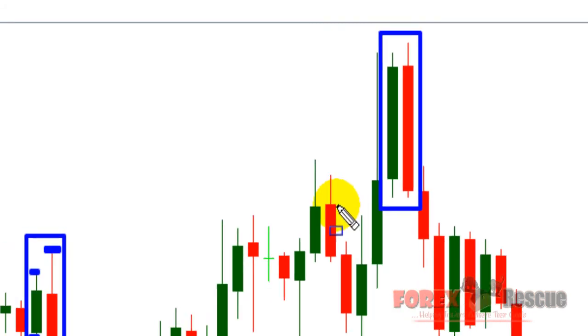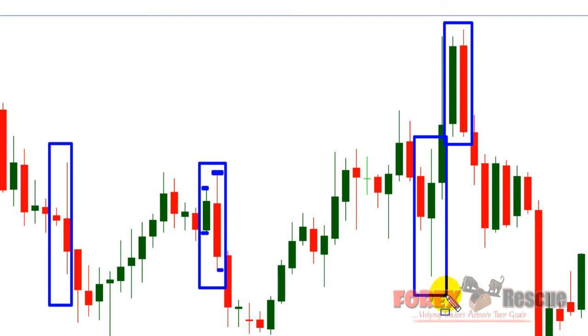Now this is a bullish engulfing bar. The high of this candle is higher than the high of this candle, while the low is lower than the low of this candle. So this is a bullish engulfing bar. This is a bearish engulfing bar. This bearish engulfing bar, some traders also call it a railway track. Now, this is a very nice candlestick pattern that you can take note of.